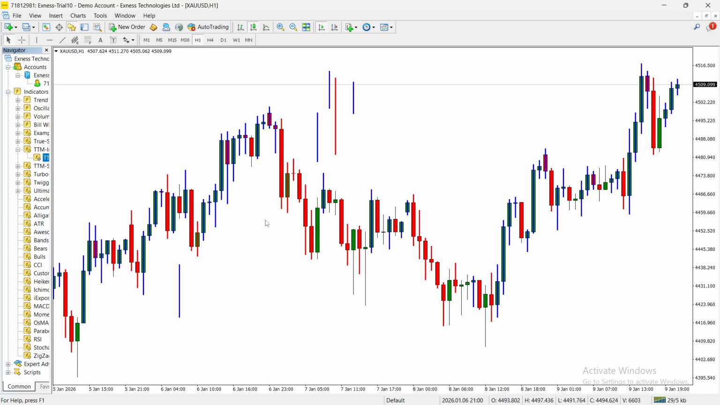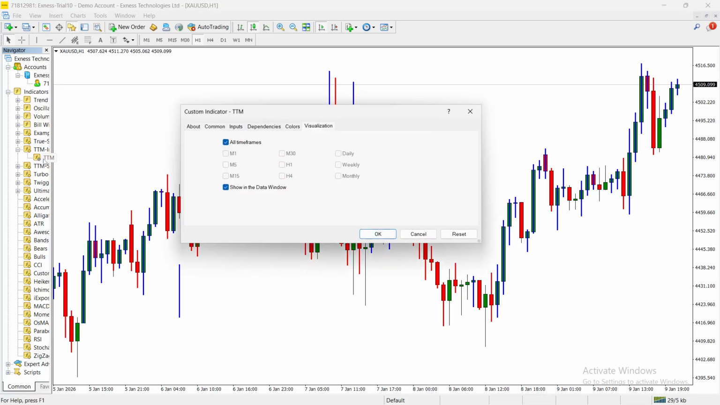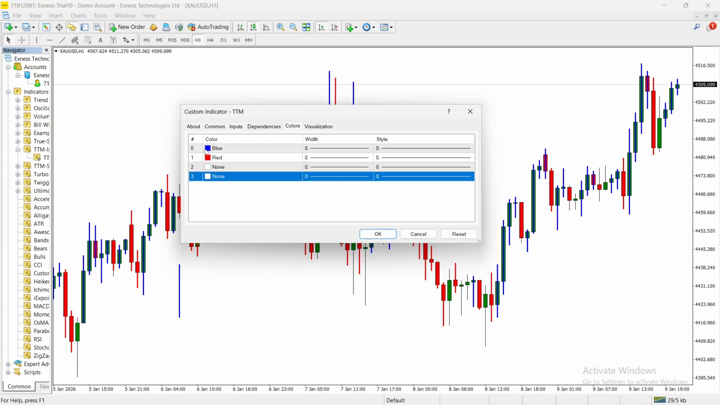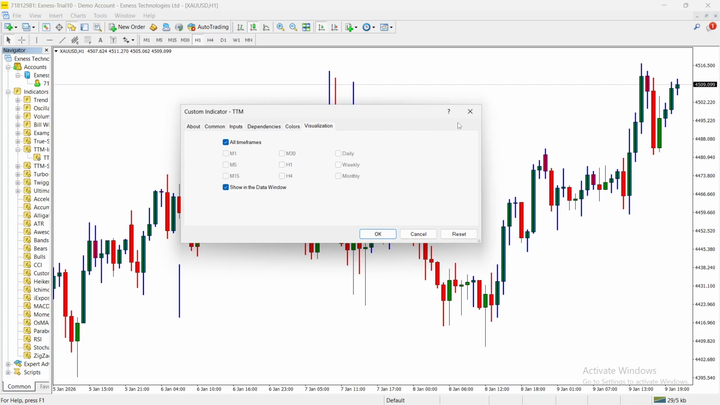As for the settings, let's take a look. Alright, as you can see at the inputs, you can customize the TTM period. You can also choose your preferred colors and preferred time frames as well.